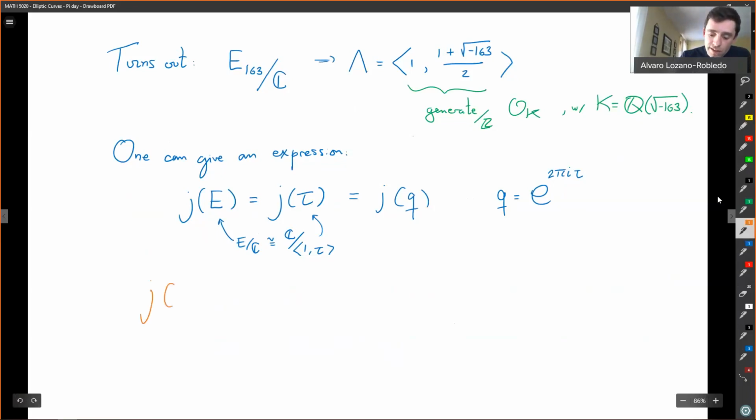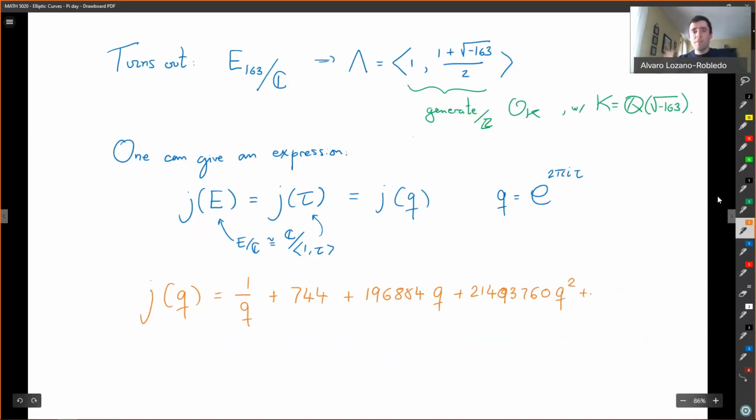So j(q), as a function of q, is given by 1 over q plus 744 plus 196,884 q plus 21,493,760 q squared plus dot dot dot. You don't want to mess up these coefficients. These coefficients are actually very meaningful, and there's a whole other interpretation of them that goes into the world of monstrous moonshine and so on. So you don't want to mess up those coefficients. A lot of people will be upset if you do.